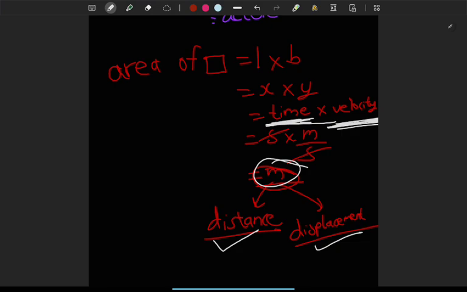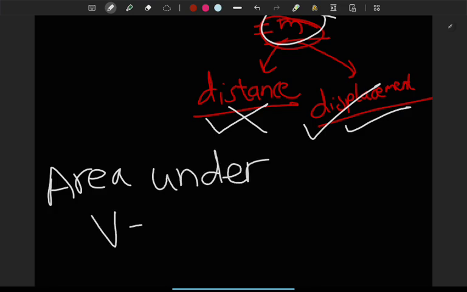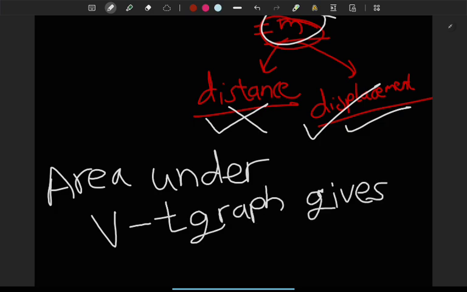So among these, displacement is the vector quantity, whereas distance is the scalar quantity. So the area under the velocity time graph gives the displacement.